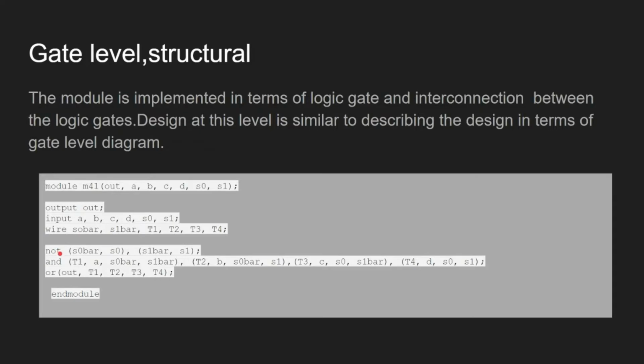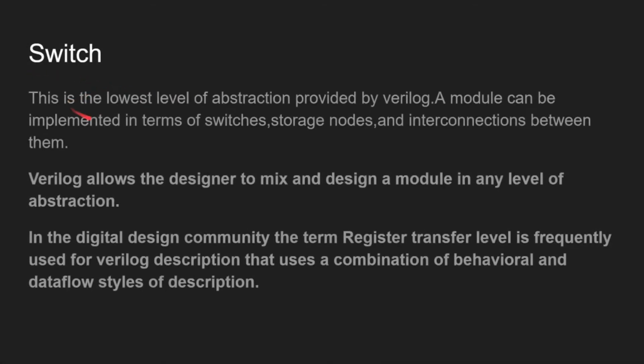Now here the not, and, or, these are the gates. By using these gates and these variables, you are describing a 4:1 mux. Now here you are more concerned with the gate or the hardware implementation in the gate level or structural level, but you get the same functionality. The switch level, this is the lowest level of abstraction provided by the Verilog. A module can be implemented in terms of switches, in the sense transistors, storage nodes, and interconnection between them.